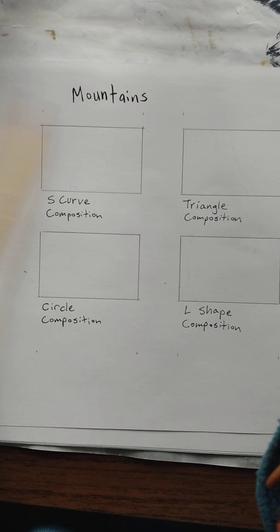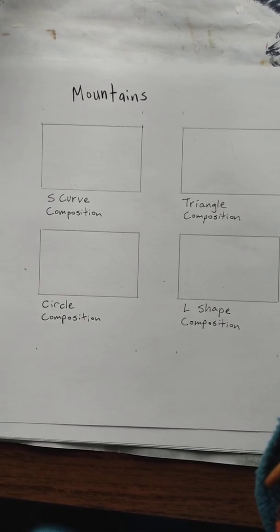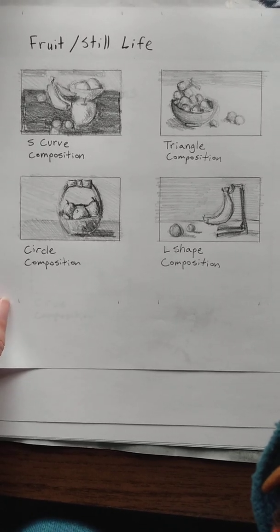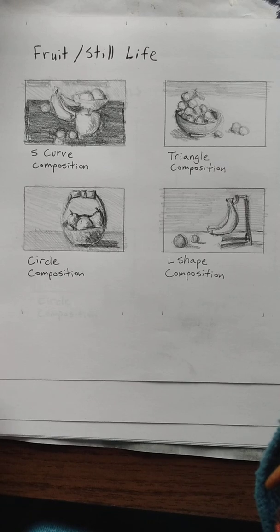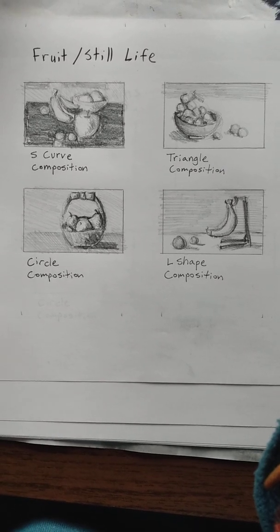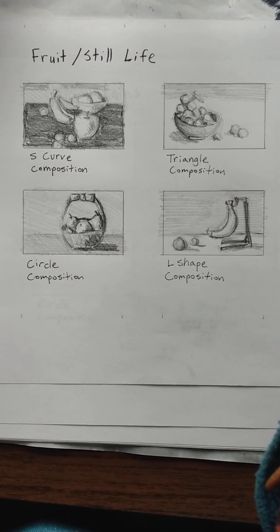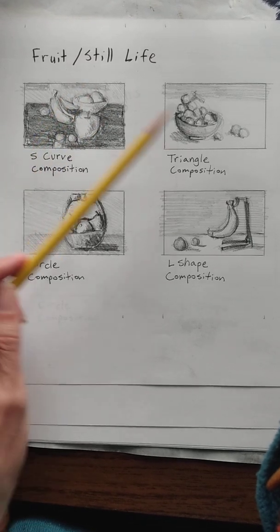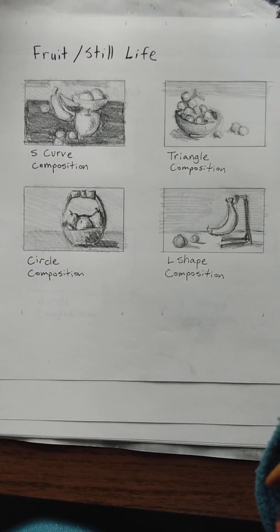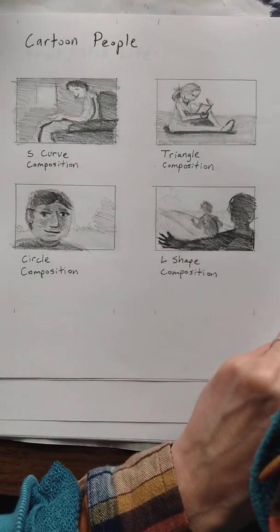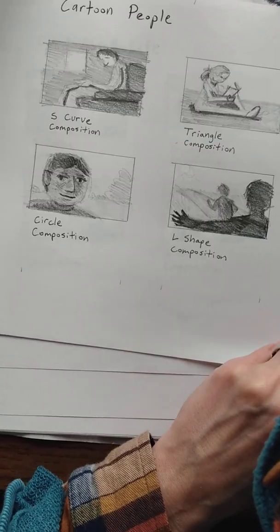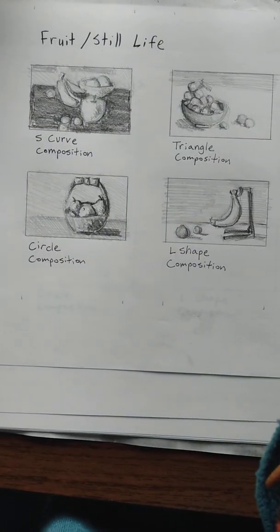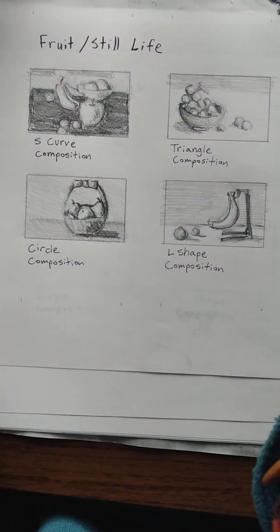So I'm doing mountains for this one, but I also created a couple other examples to show you. I wanted to show them quickly and then show them again to you later, because I want to show you that it's not just that you can do it with mountains, but you can pick anything and create this. So here's a still life example. And then I did a little cartoon people example, and I'll explain those again at the end so you can see what I'm talking about with composition.